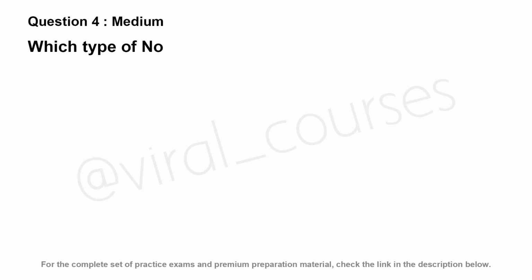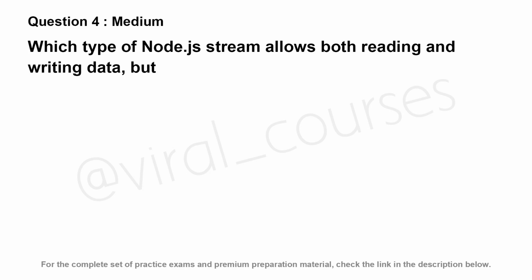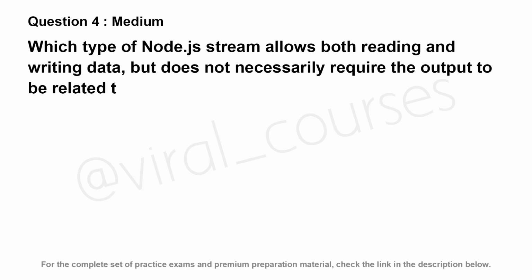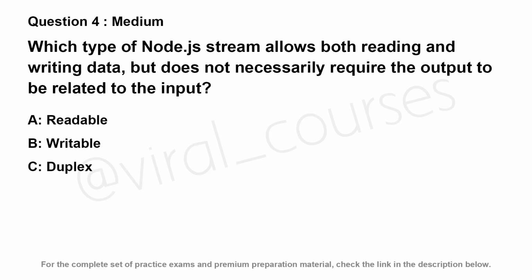Which type of Node.js stream allows both reading and writing data, but does not necessarily require the output to be related to the input? Option A, readable. Option B, writable. Option C, duplex. Option D, transform.